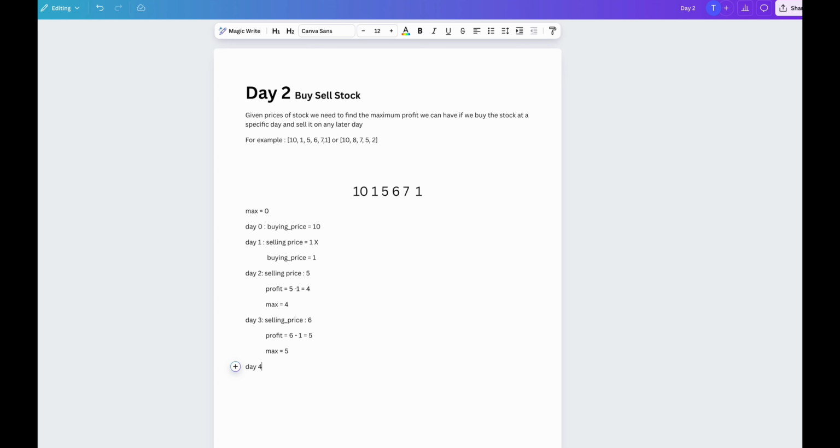Now on day 4, my selling price is going to become 7, and in this case, I can't buy it, I have to sell it, because the buying price is lower than the selling price.